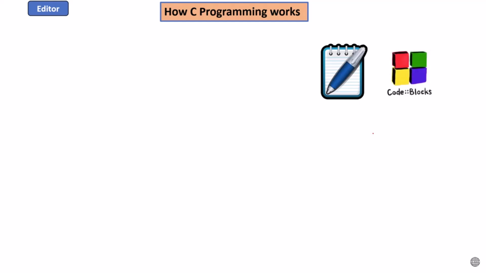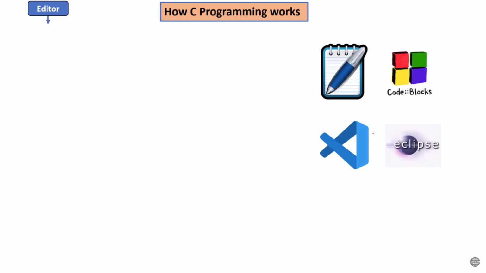So to write a C program, as you can see here, you need an editor. There are several types of editors that you can find on the internet. Even a simple notepad can be used to write C source code. And you have Code::Blocks, which is also a very popular one, Visual Studio Code, and Eclipse.